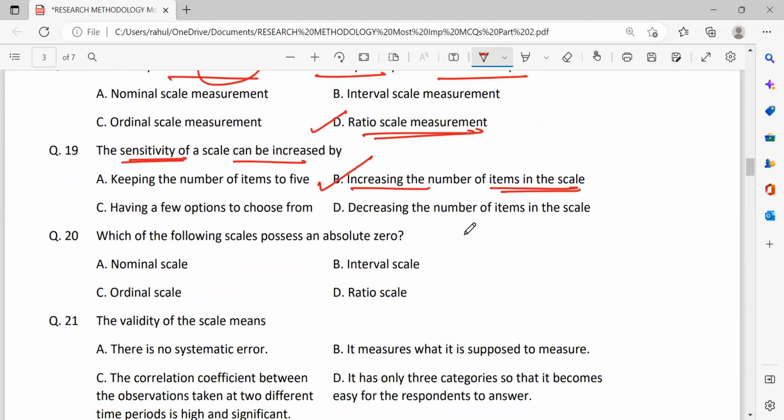Now question number 20. Which of the following scales possesses an absolute zero? The ratio scale possesses absolute zero, right? So option D is the correct answer for this.